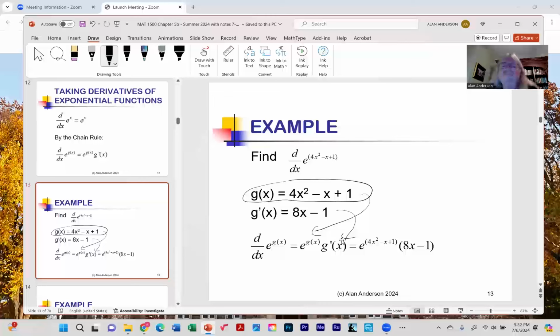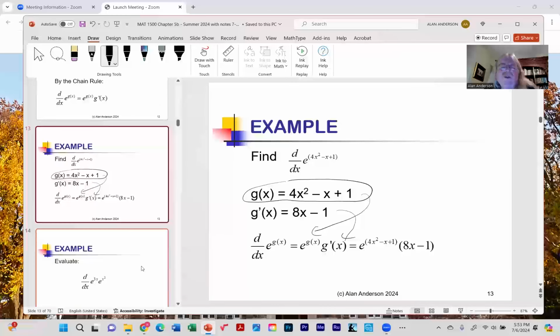You just end up with the original function, e to the 4x squared minus x plus 1 times g prime of x, which is 8x minus 1. Okay, and you can leave it like that. I mean, you could simplify, you could multiply, but there's no point. You can just leave it like this.